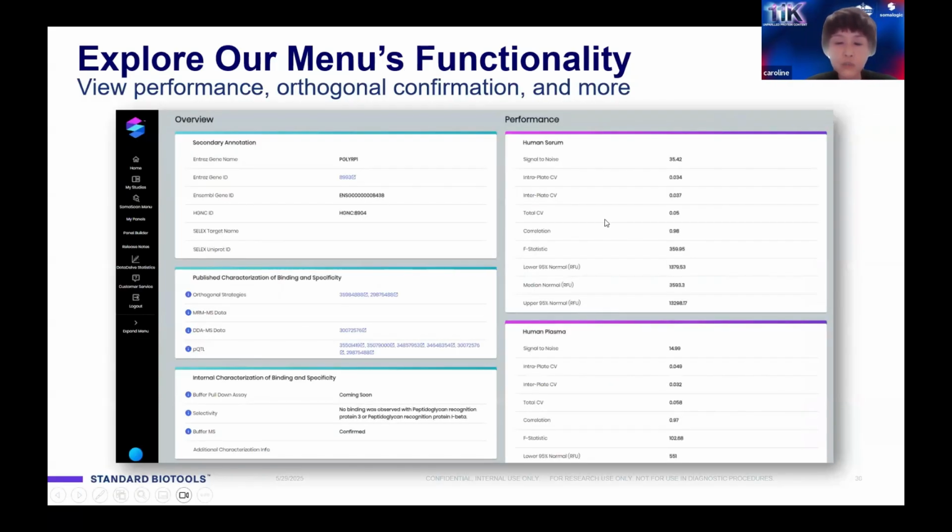What is the performance of each of these SomaMer reagents using human serum and human plasma? For example, the signal to noise ratio, and what are the intra- and interplate CVs for these particular targets? And are there any published orthogonal confirmations of these particular SomaMer reagents? All this information is available on our online menu tools, where you can simply find the information that you want for the targets that you are interested in.